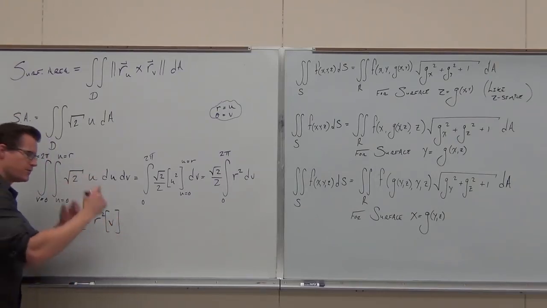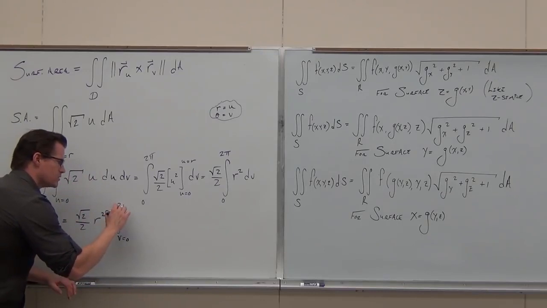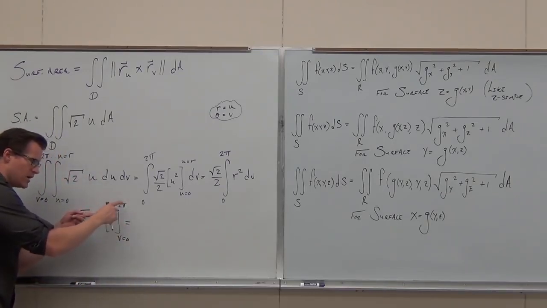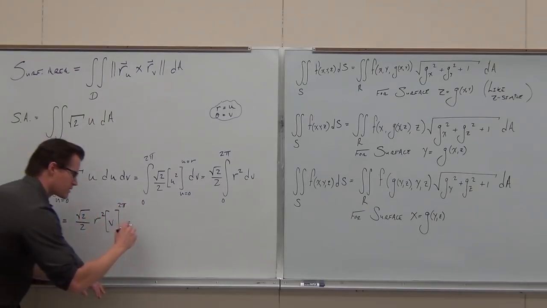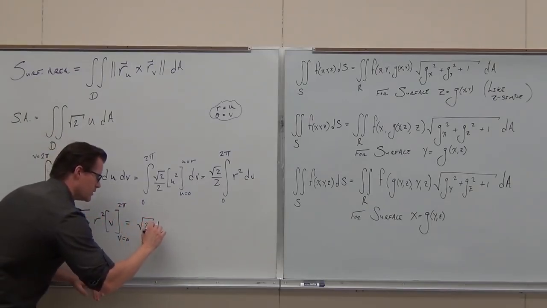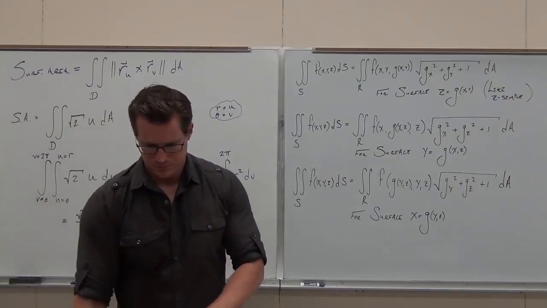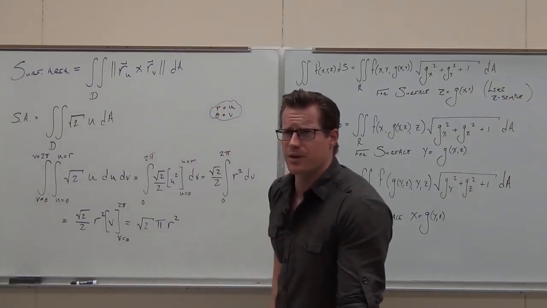just v, this whole thing v, where v goes from 0 to 2 pi. Okay, well what's that mean? If I plug in 2 pi and subtract 0, I get 2 pi. 2 pi times root 2, that's just giving us the square root of 2 pi r squared. I want to know if you're okay with the math behind it.